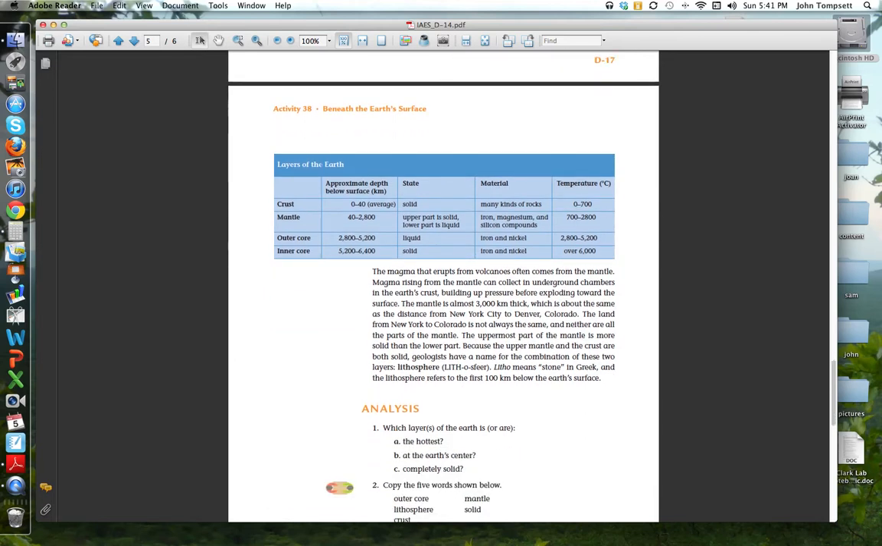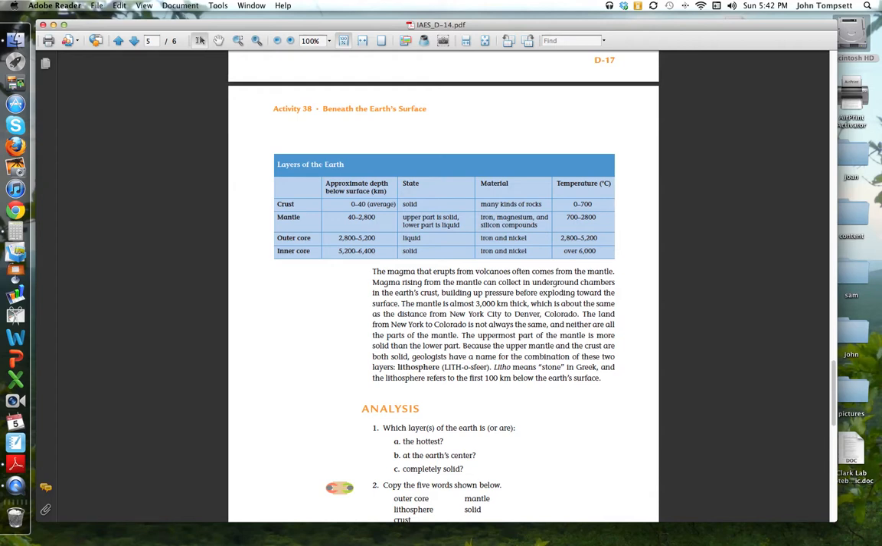So to continue reading, the magma that erupts from volcanoes often comes from the mantle. Magma rising from the mantle can collect in underground chambers in the Earth's crust, building up pressure before exploding toward the surface. The mantle is almost 3,000 kilometers thick, which is about the same as the distance from New York City to Denver, Colorado. The land from New York to Colorado is not always the same, and neither are all the parts of the mantle.